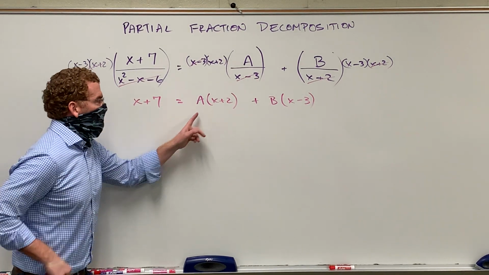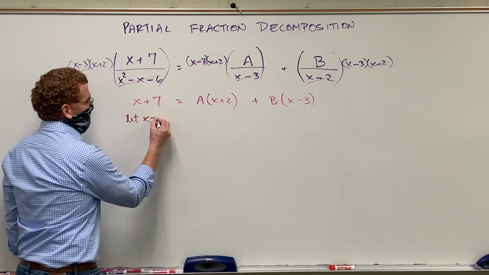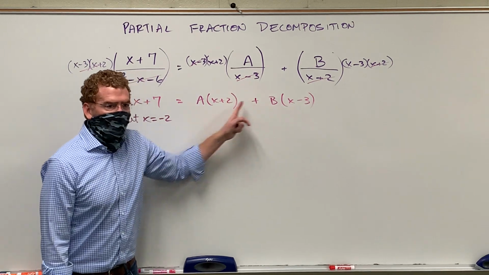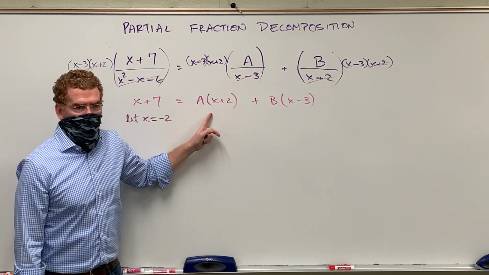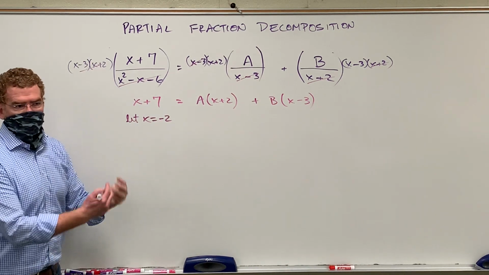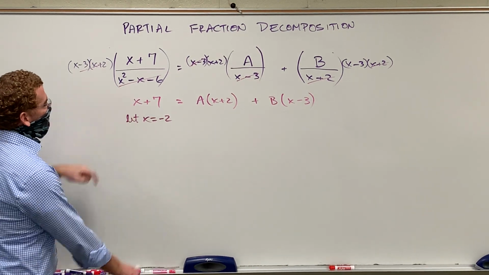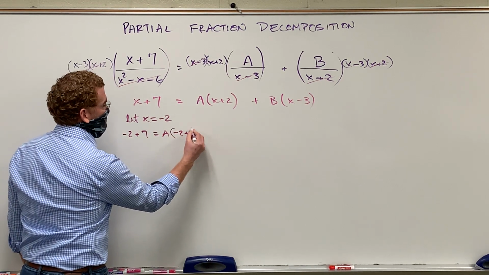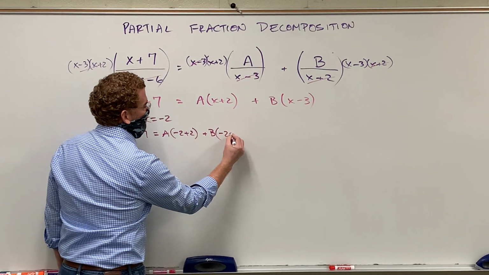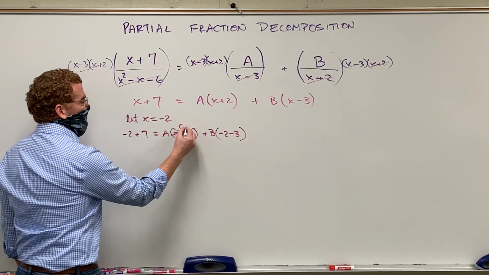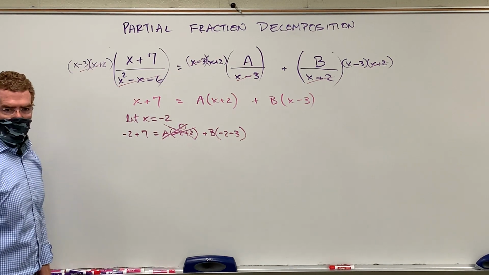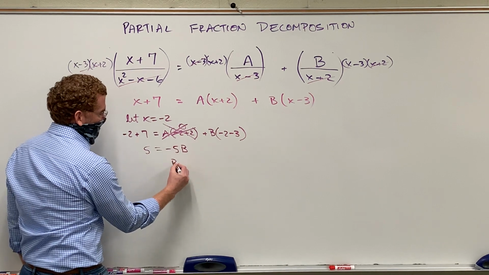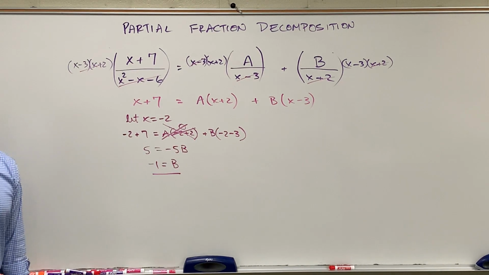Okay. So I'm going to say let x equal -2. If I plug a -2 in here, and here, it gets rid of one of the a values completely. And I'm getting rid of all the x values because I'm plugging -2 in its place. So if I were to plug a -2 there, I get -2 plus 7 equals a times -2 plus 2 plus b times -2 minus 3, and that 0 right there makes all of that go away. And all I have left is 5 equals -5b, and b is -1, and I completely avoided having to solve that system.